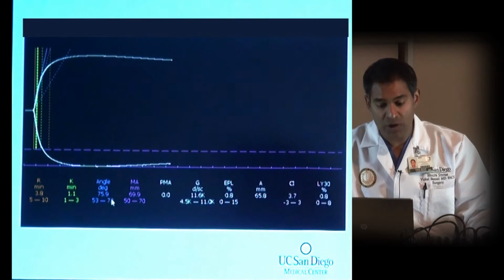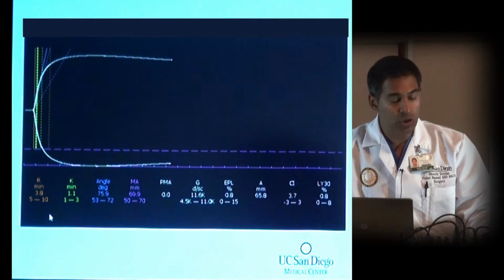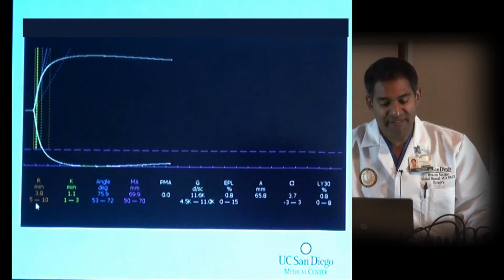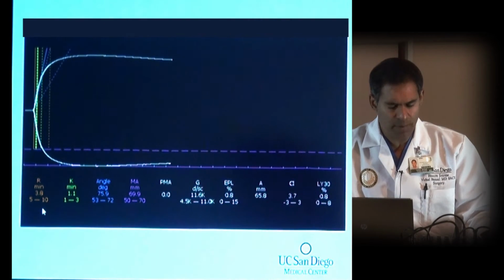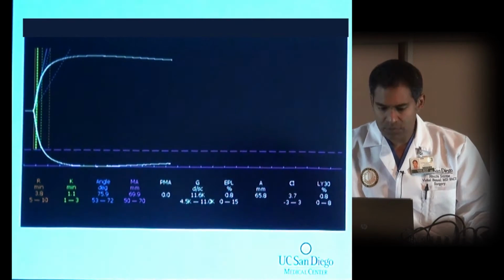Okay, now, these are the numbers that we were talking about below. So in general, you want the R time between 5 and 10, and that's minutes. I'm pretty sure it's minutes. 5 and 10? Yeah, it is minutes. This R time's 3 point. That's pretty good, right?